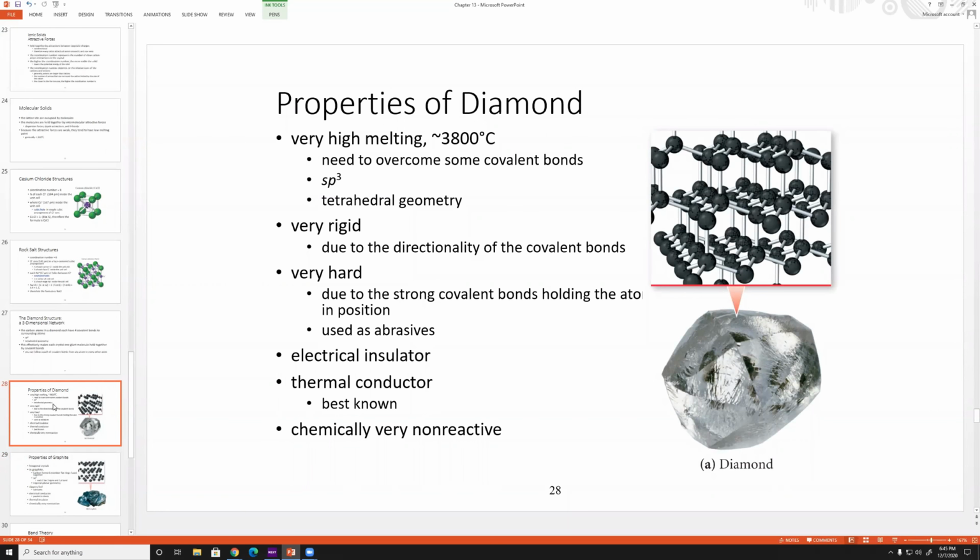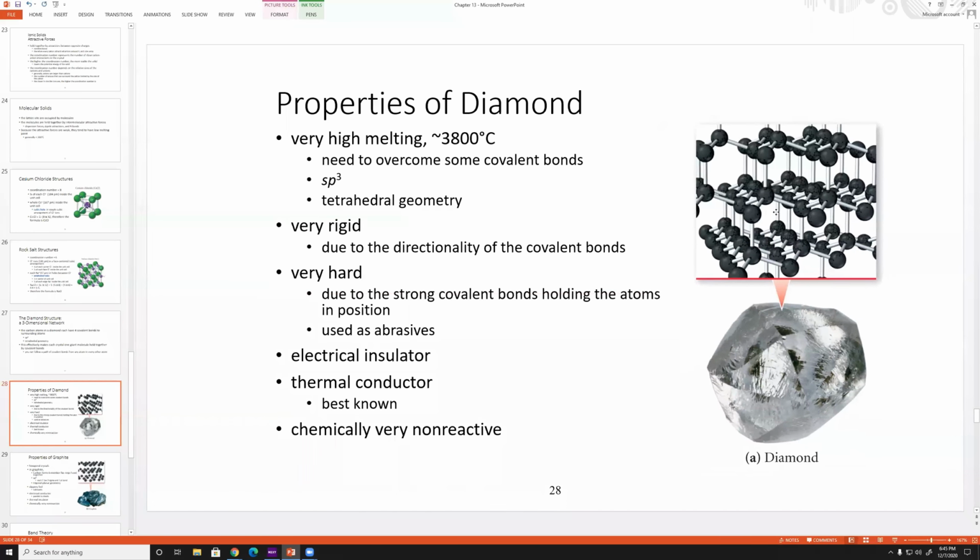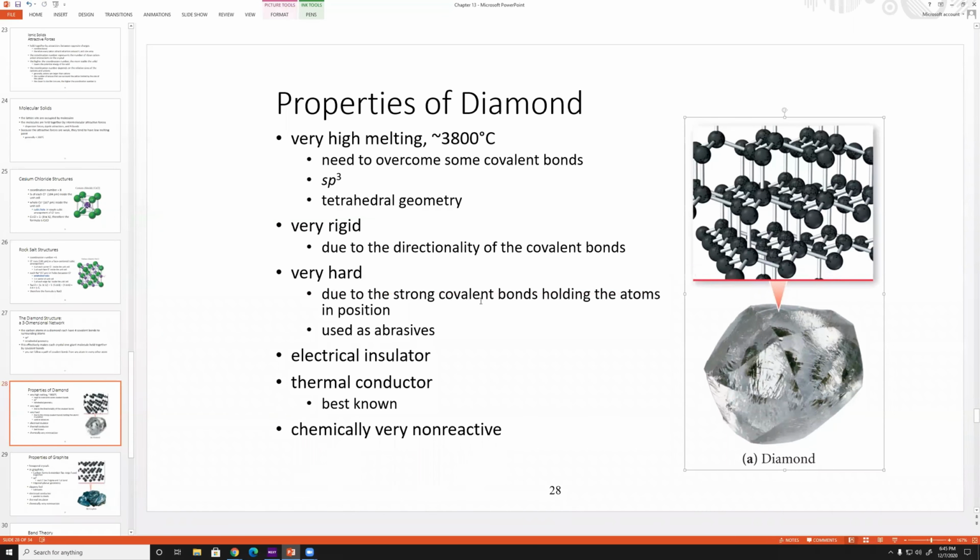So properties of diamond: you have a very, very high melting point, 3,800, because the covalent bond network is insanely strong. This is why it's considered the hardest thing, and it's very expensive. It's very rigid due to the directionality of the covalent bonds, and very hard due to the covalent bonds. So everything is due to the covalent bonds being so strong. It's the best thermal conductor, but it's not good at electrical conduction. It's an insulator because it doesn't have free electrons to bounce around to make current out of. And it's very chemically non-reactive, which is good.